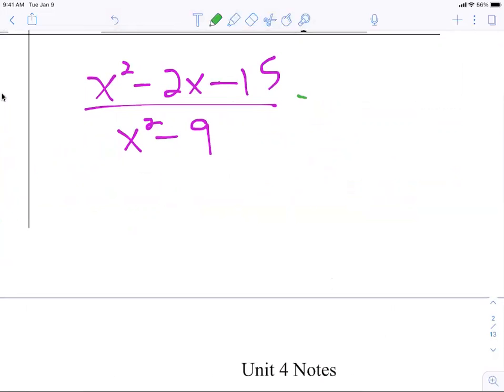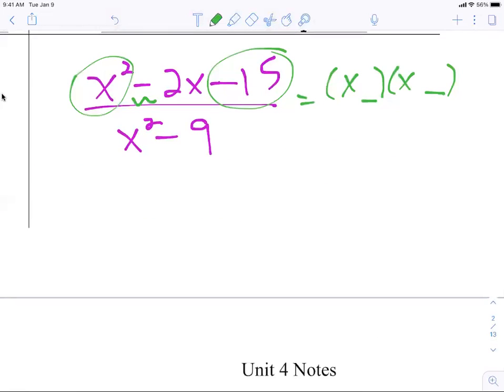So how we are always going to simplify things is we always factor the numerator and denominator first. So in here, the numerator, this guy's going to factor pretty nicely. X times x gives me x squared. Now what goes here and here has to be something that multiplies to give me negative 15, but it also has to add to give me negative 2x. So what multiplies to give me negative 15 that adds to give me negative 2? Well, has to be negative 5. Ooh, sorry, my negative sign went crazy.